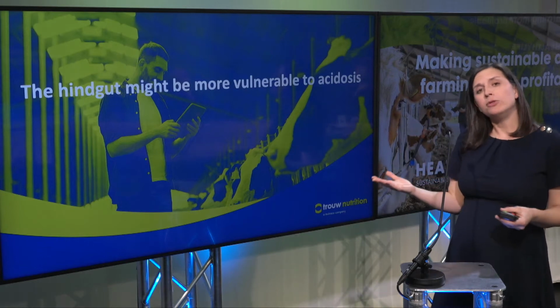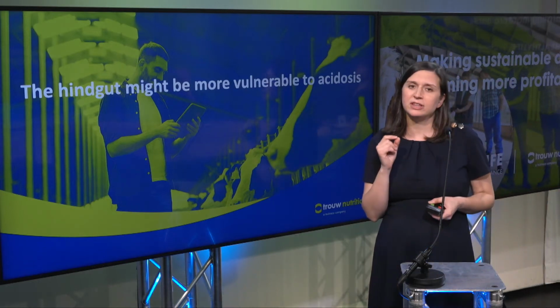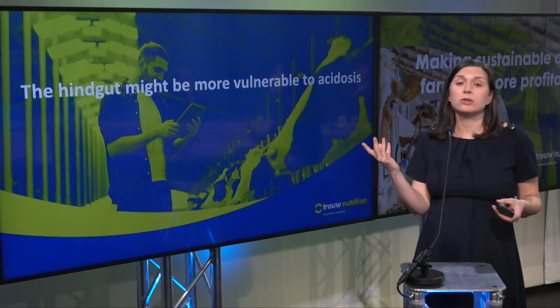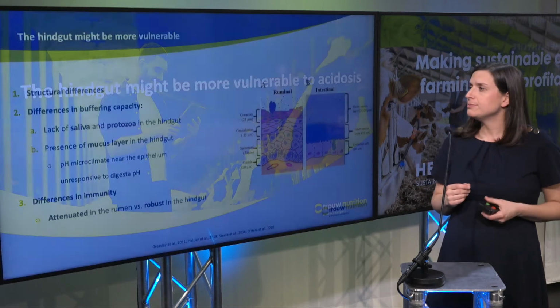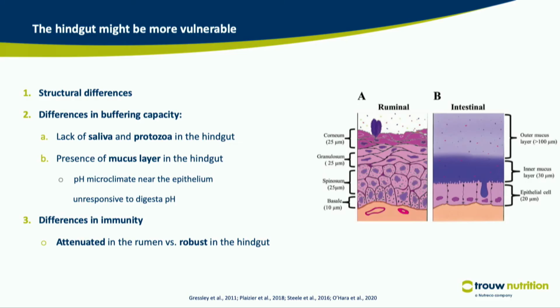So we see that in both sides, similar processes occur, but actually we have indications of the hindgut being more vulnerable to acidosis, for example. And this is based on different factors. The first one is the structural one. So the rumen has a stratified epithelium that seems to protect it from acidosis. In the hindgut, we only have a single cell lining, which might be more, again, vulnerable.